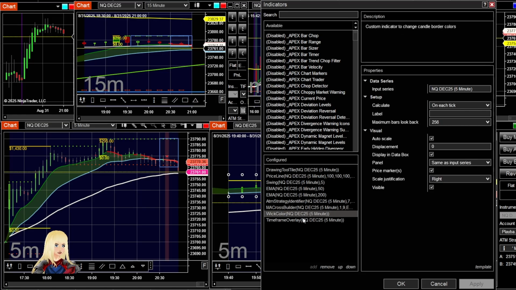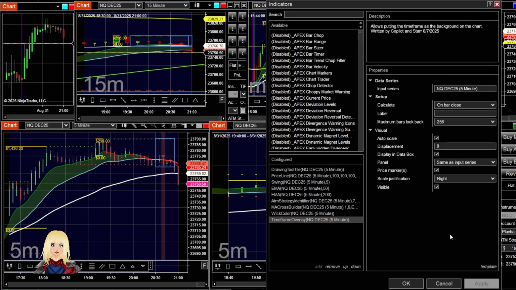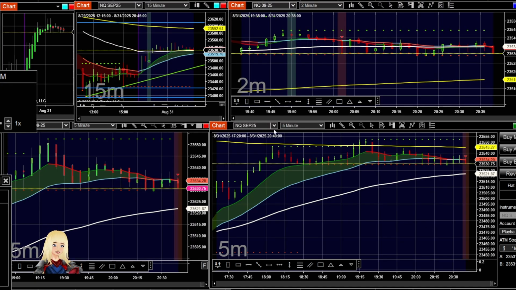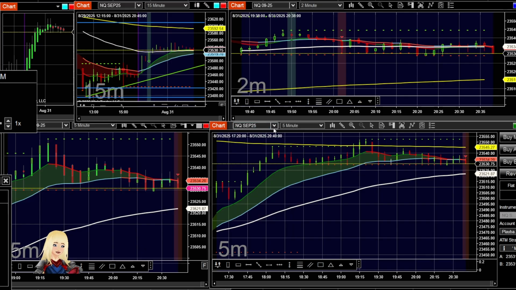This is a custom indicator I wrote to change the wick colors because wick colors are usually white and I don't like them being white. I want them to be the color that's in charge. And then we have our time frame overlay, which is a custom indicator that I wrote to allow me to add the 15-minute, 5-minute to the chart. I've switched from the NQ December 25 instrument to the NQ September 25 instrument because the December 25 didn't start until September 1st, and we're on August 31st, and it was giving me weird values on the screen. So we're back on the instrument that August 31st actually was using.